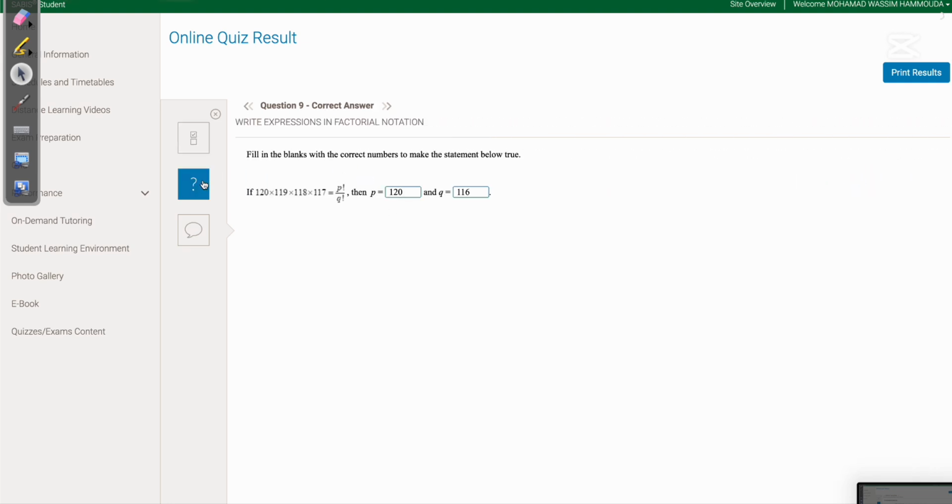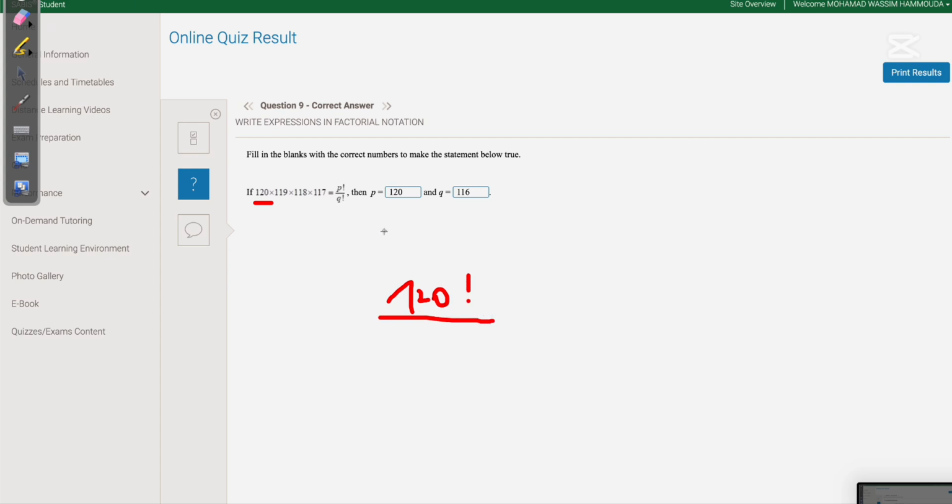Number 9. Fill in the blanks with the correct numbers to make the statement below true. If 120 times 119 times 118 times 117 is equal to p factorial over q factorial, then what is p and q? First for p, it would be the number that we're originally starting with, which in this case is 120, since we're going backwards from 120 to 0. So it would be 120 factorial over.